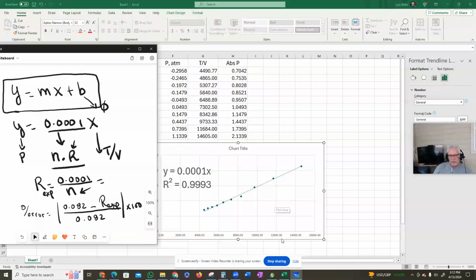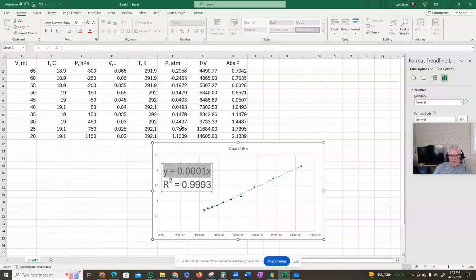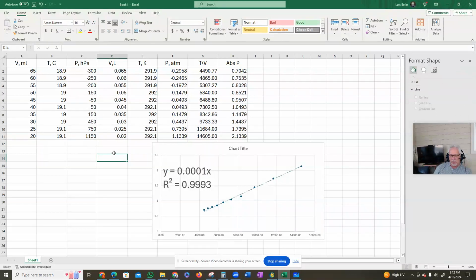So that's all for using Excel and calculating everything. Remember, this is just simple sample data. So eventually you may get a different value, because not all experiments will be performed in the same way. It will depend on where you start or what volume you use at the beginning. That can make a difference.